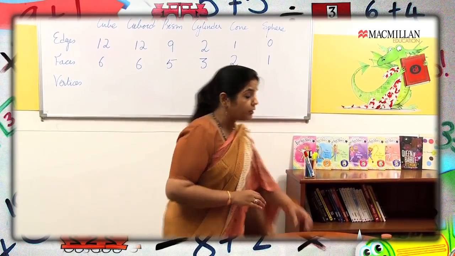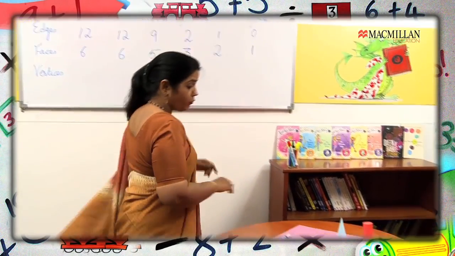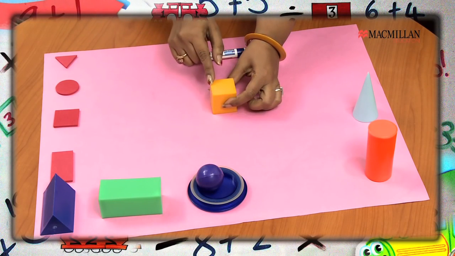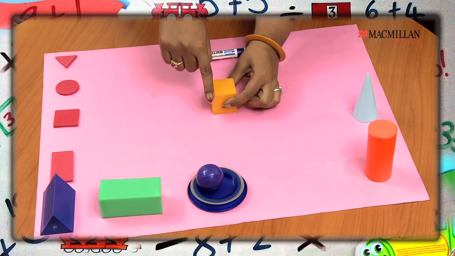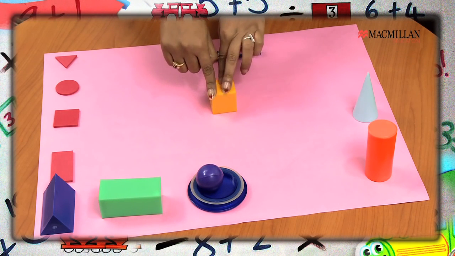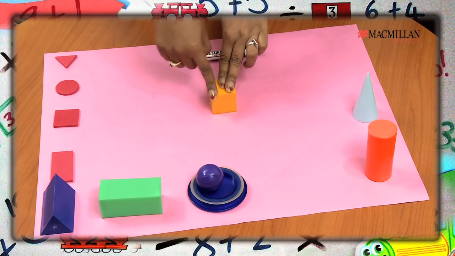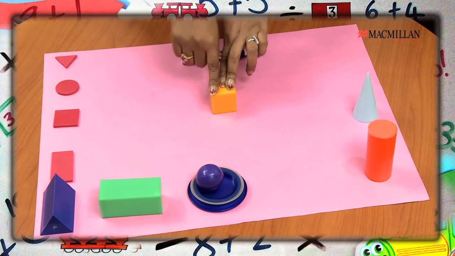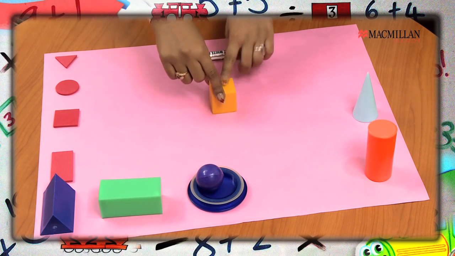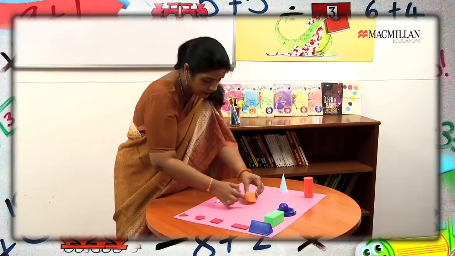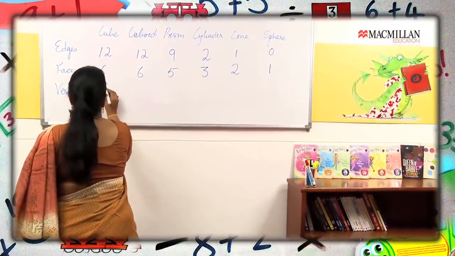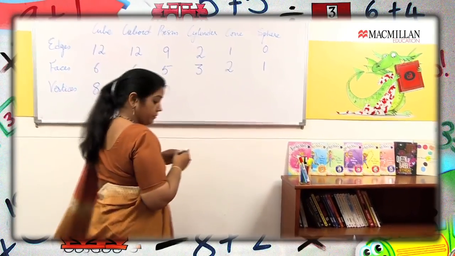Now we are going to start talking about vertices. What is a vertex? Vertex is where the edges meet. So this is a vertex. So how many vertices? When we say 1 it is vertex, but when I am talking about more than 1 it will be vertices. So how many vertices does a cube have? 1, 2, 3, 4, 5, 6, 7, 8. So a cube has 8 vertices.